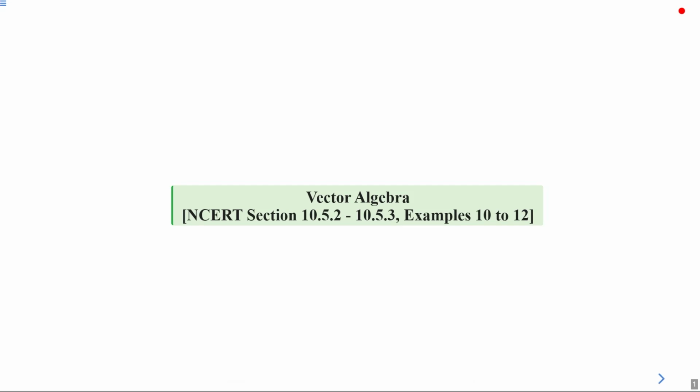So in today's class we will study vector algebra, NCERT section 10.5.2 to 10.5.3, examples 10 to 12.